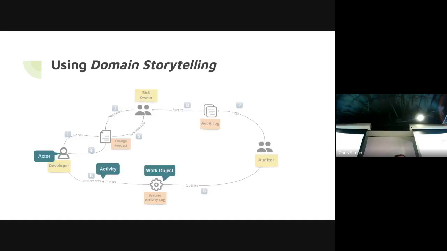So if you are not familiar with domain storytelling, just very quickly, domain storytelling has three components: the actor, the activity, and the work object on which the activity is happening. And so it's able to tell the story like you and I would talk, taking away complex jargon.